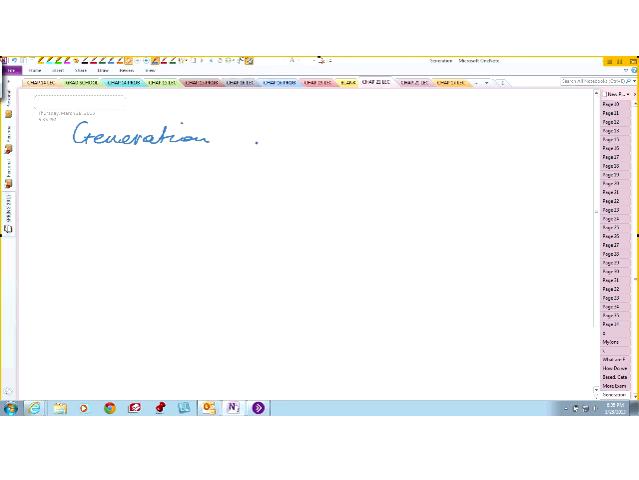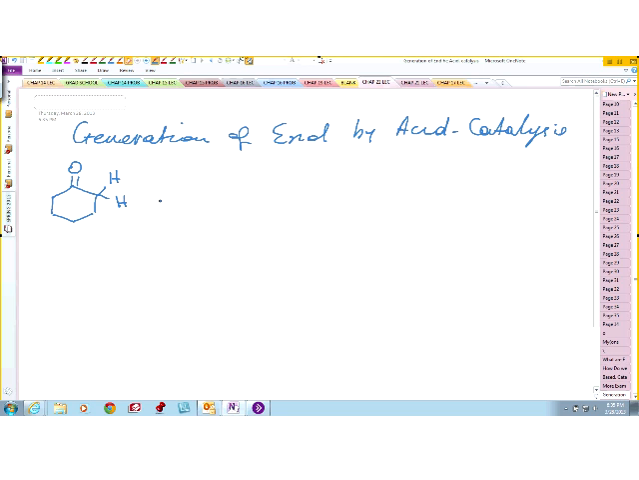Generation of enol, this time an enol, by acid. Let us take a look again at the cyclohexanone as an example. Supposing now we have, say, hydrogen chloride. You have hydrogen chloride and then you have a ketone with a non-bonding pair of electrons on oxygen. What do you think will happen? What will be the first thing that happens? The non-bonding pair of electrons on oxygen will abstract the proton from the hydrogen chloride.